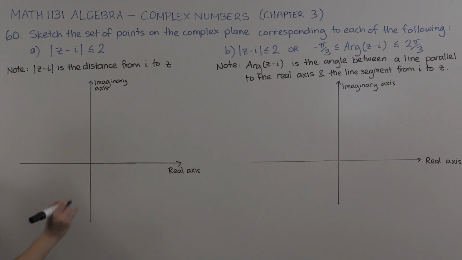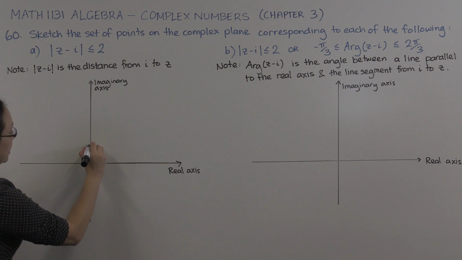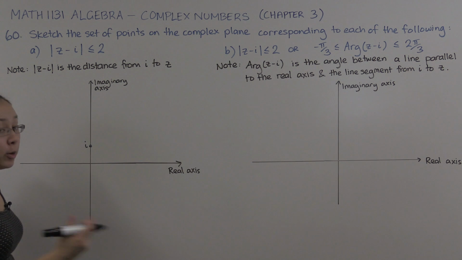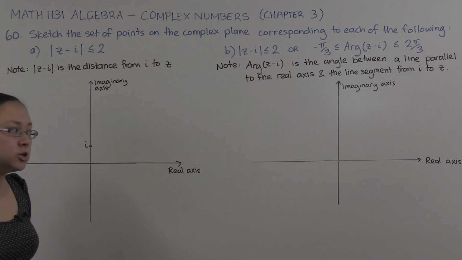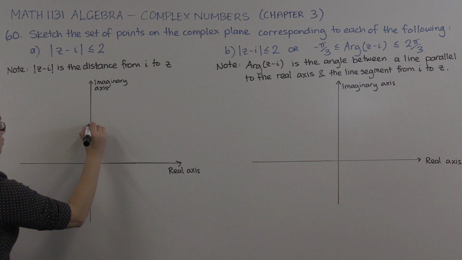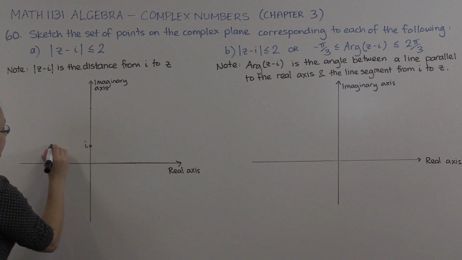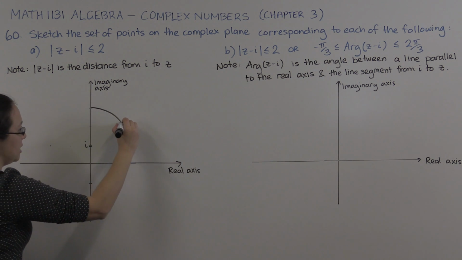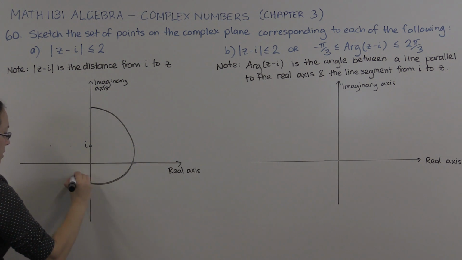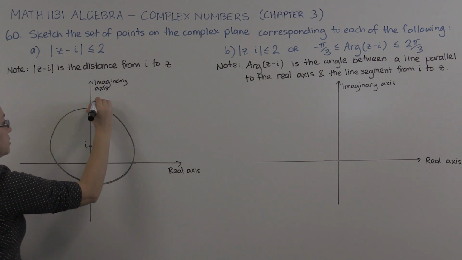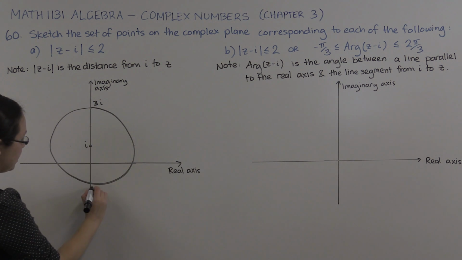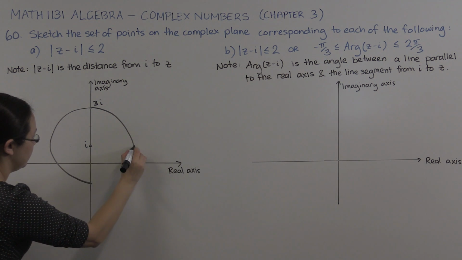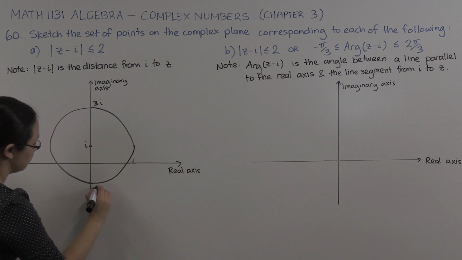If I want the distance from i to z, well, i is on the imaginary axis. And if I wanted the distance from a point z to i to be 2, that would form a circle of radius 2. So if I draw a circle of radius 2 here, freehand, we'll see how we go. A circle of radius 2 is going to go up to 3i. This is supposed to be the bottom point down here, so that looks a little bit dodgy. This will go down to minus i.